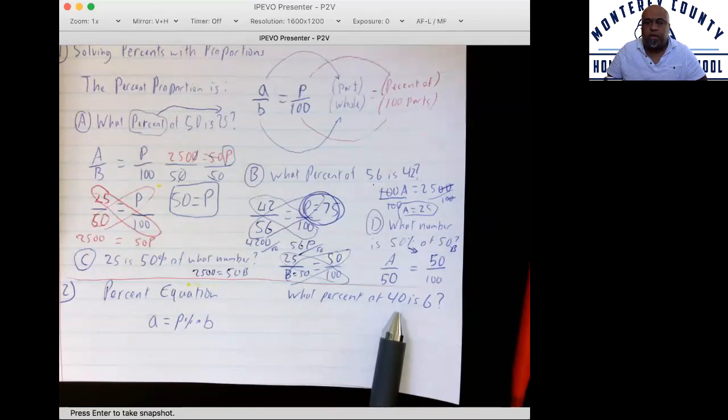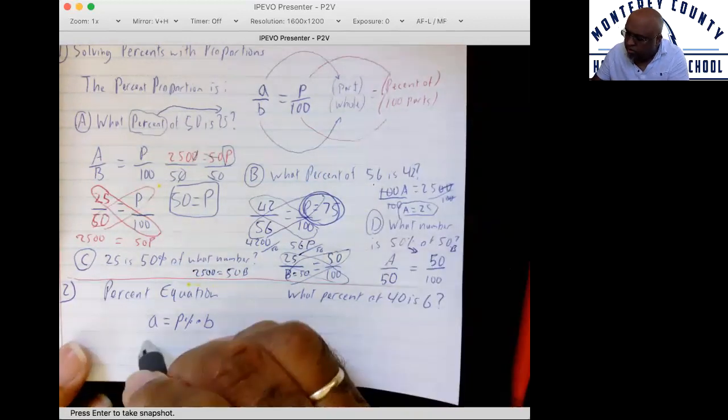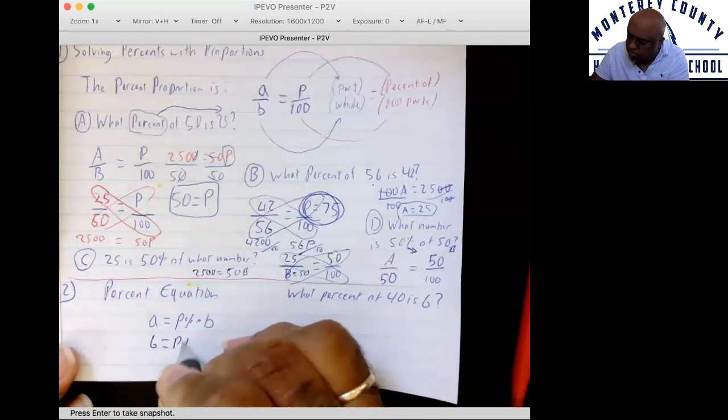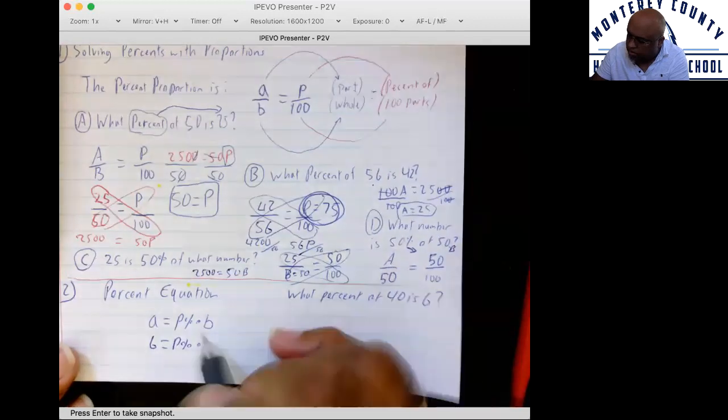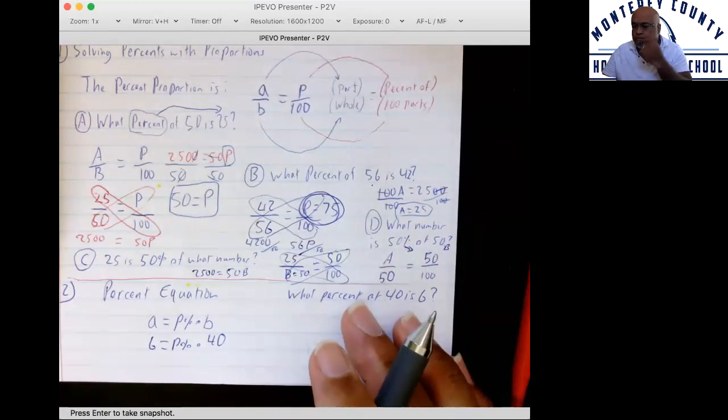Not 6 parts, but if you were to take the number 6 and break it into the equal number of parts, then how many of those parts would represent the number 6 if 40 was broken into 100 parts? Just forget all of that. That's a little confusing. Bottom line, we know that A is the part, and in this question, 6 is the part, is equal to P% times B, and B is the whole. So 6 is equal to P% of 40.